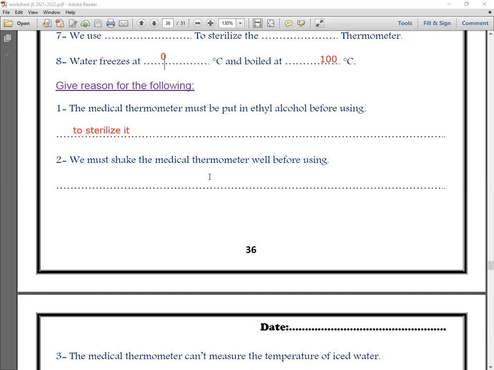Number 2, we must shake the medical thermometer well before using. Why must we shake it? To force the mercury to go back to the mercury bulb.